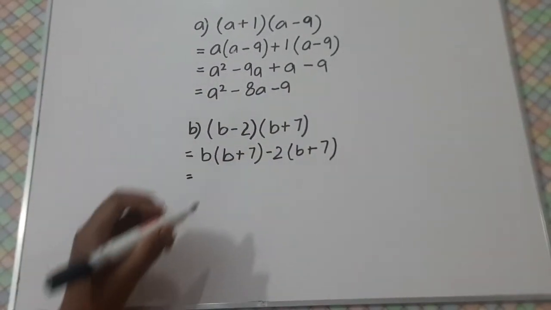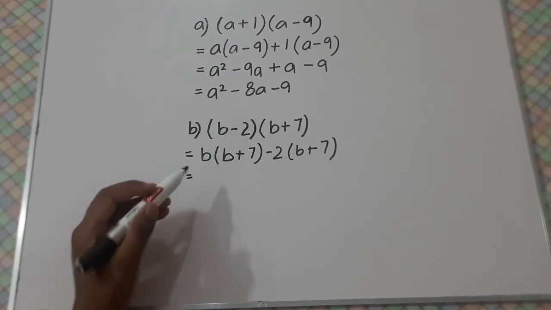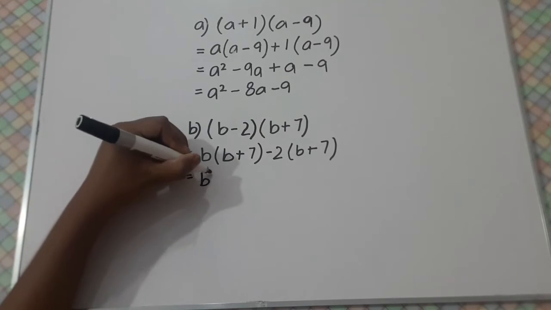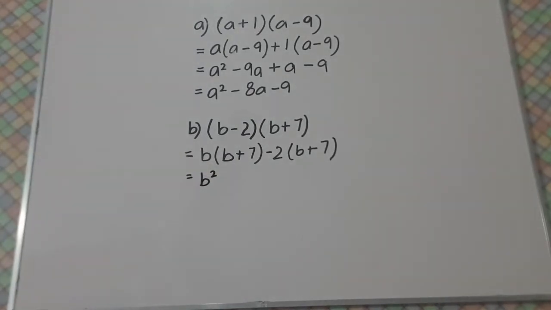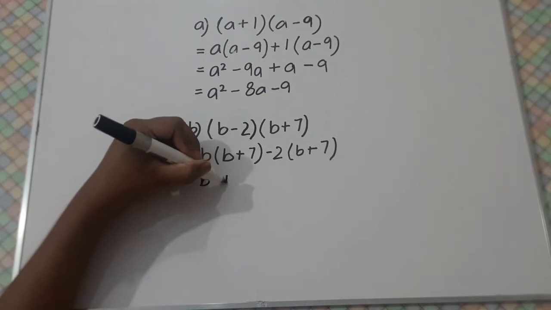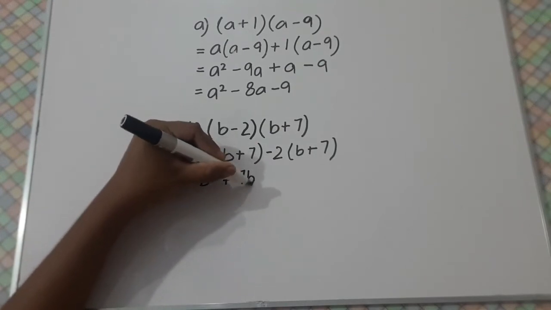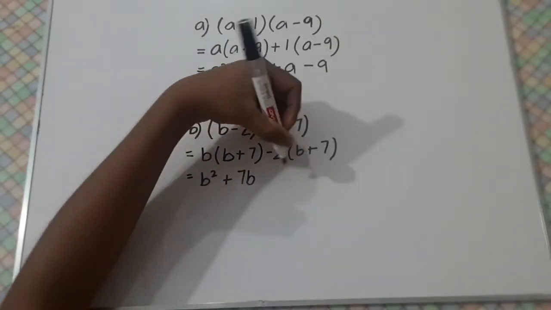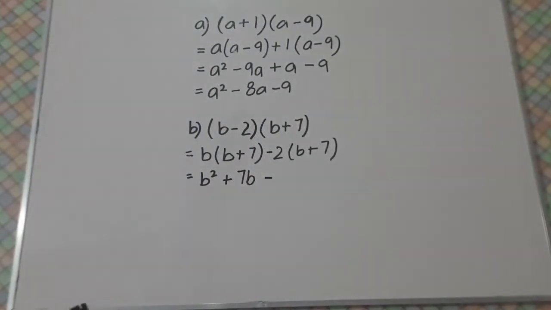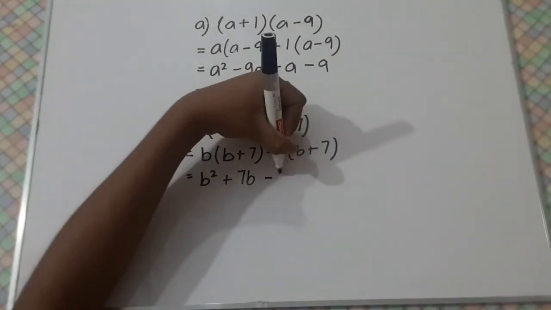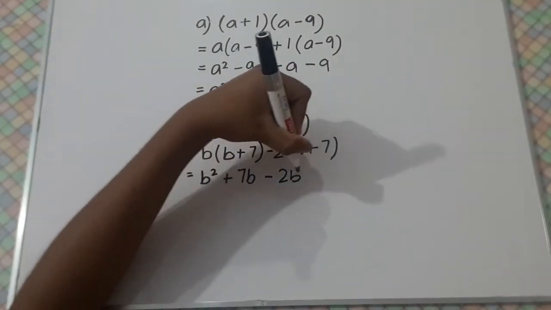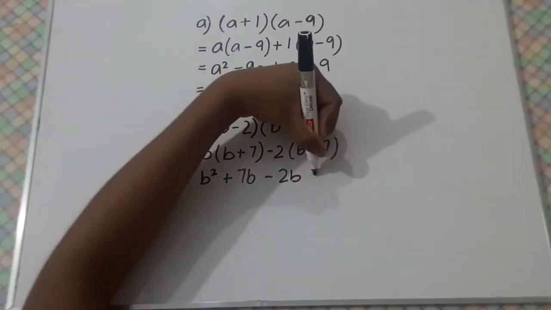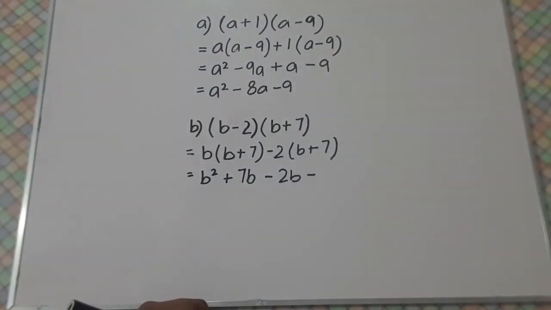Now we are going to expand the bracket. B multiplied by b would be b square and b multiplied by 7 would be 7b and the sign would be plus 7b. Now we are having the same sign, that is minus, and 2 multiplied by b is 2b. Sign would be minus because minus plus is minus. 2 multiplied by 7 is 14.